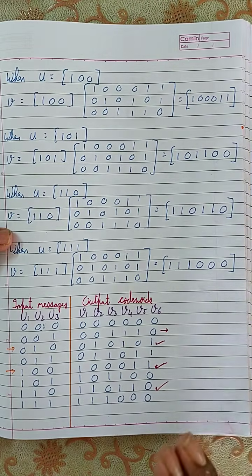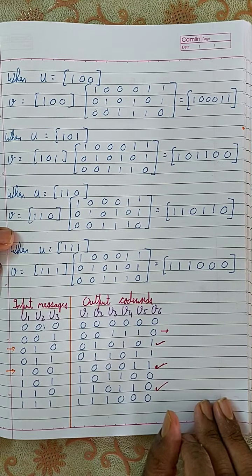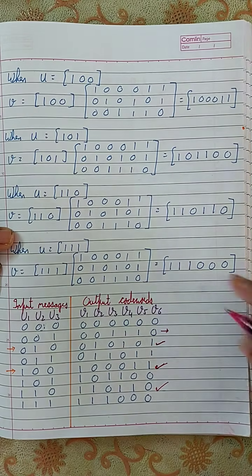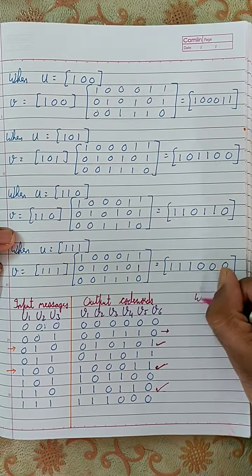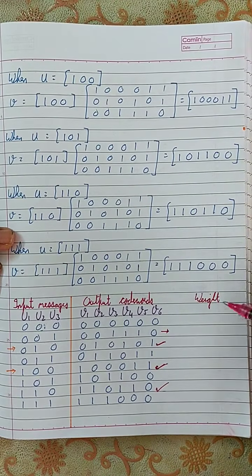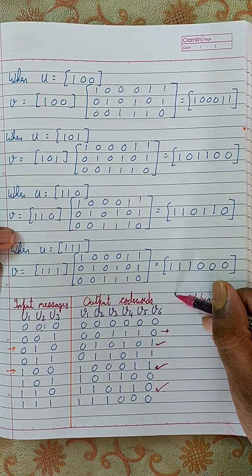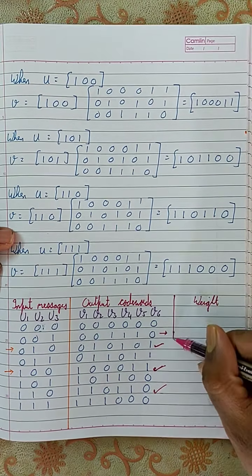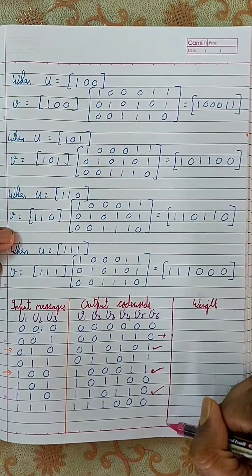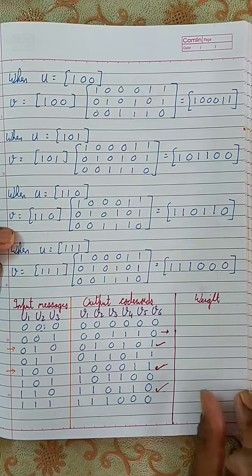Now one more small thing I need you to understand about this (n,k) linear block code is the weight of the code word. The weight of a code word is defined as the number of non-zero bits in the code word.